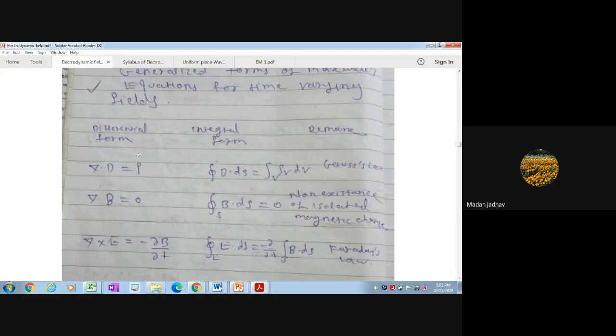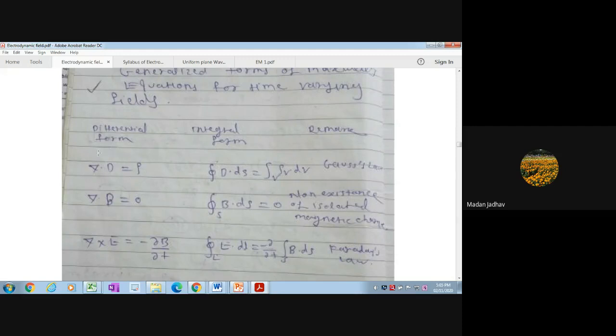That is, if the flux lines are coming from a single point, and that point is enclosed by a surface, and if more electric flux lines are going outside the closed surface, it means the volume charge density is also more. Now, this equation is obtained from Gauss law.